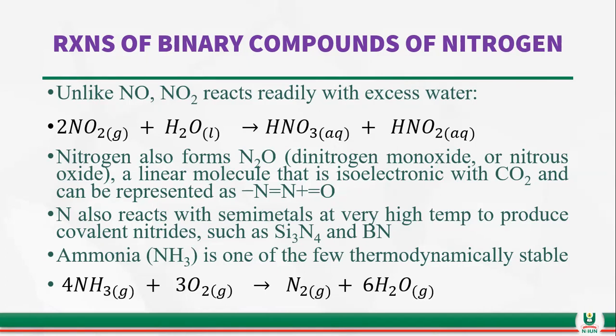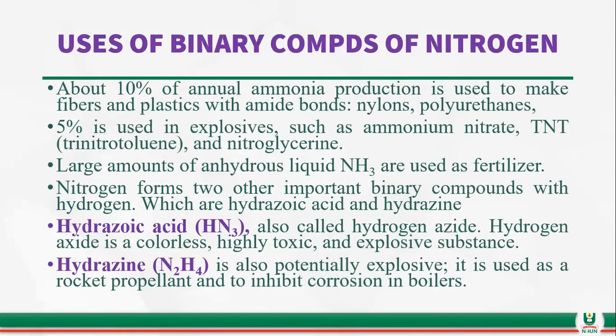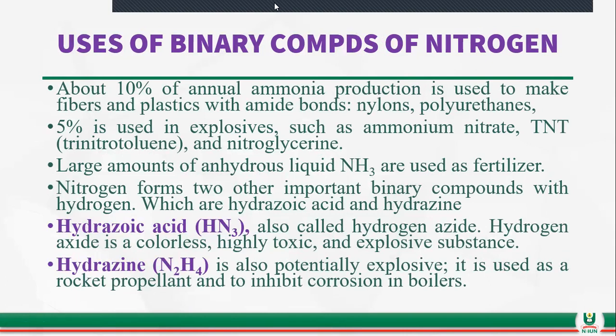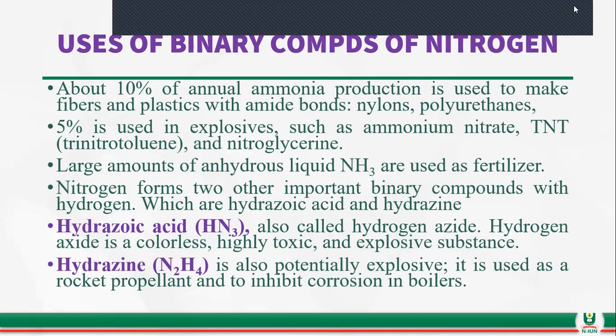Ammonia, which is a hydride of nitrogen, is one of the few thermodynamically stable compounds of nitrogen, which upon oxidation with excess oxygen can give us pure nitrogen gas and water in form of gaseous states. Uses of binary compounds of nitrogen.